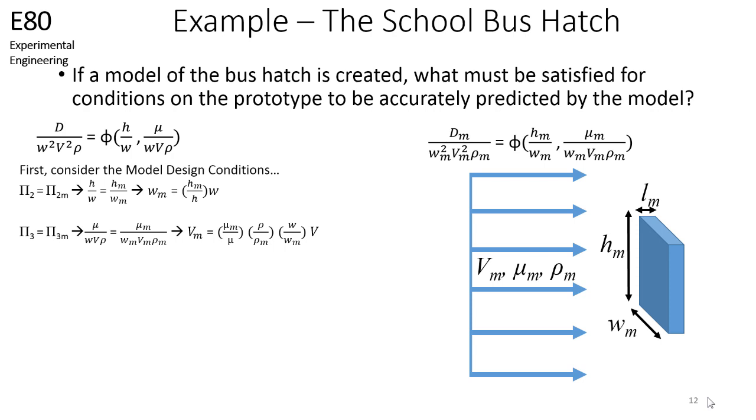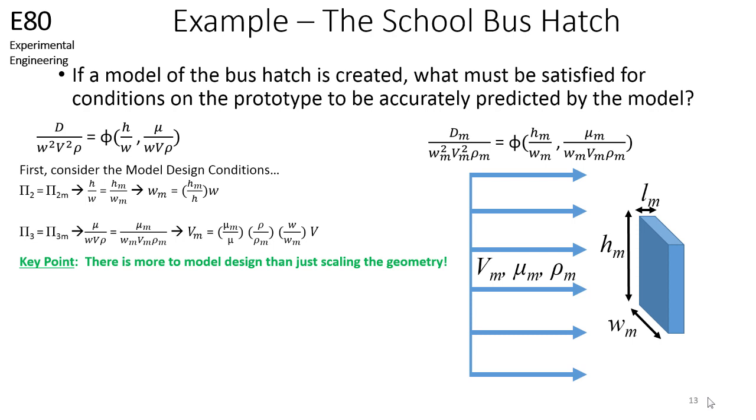We also need to consider equating the third pi term for the actual hatch and the model. Doing this will dictate the velocity of the airflow over the model of the bus hatch. Here you see that the flow velocity for the model must be different than the flow velocity of the actual hatch. Even if you're using the same fluid for the actual hatch and the model, such as air, which would result in the viscosity and density ratios equaling 1, the velocity of the flow for the model will equal the velocity of the flow over the actual hatch times the width of the hatch divided by the width of the model.